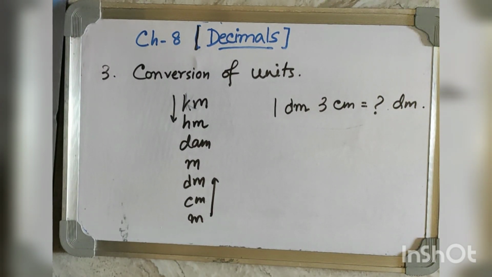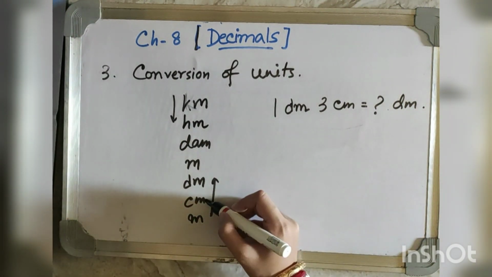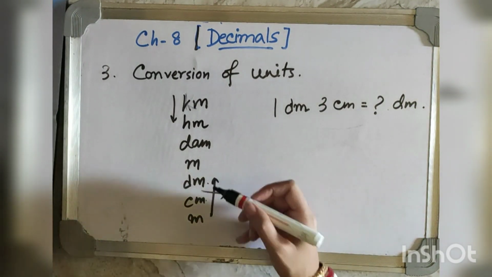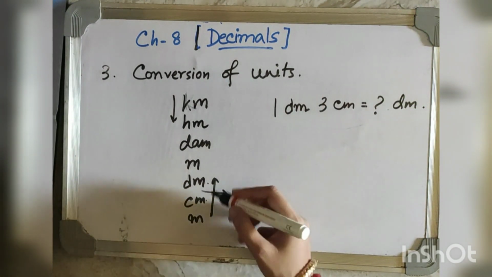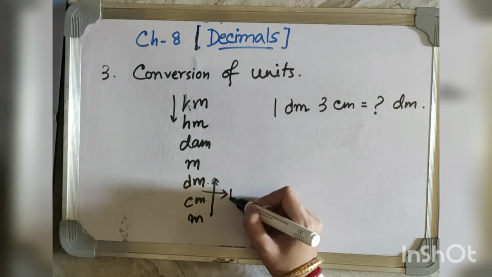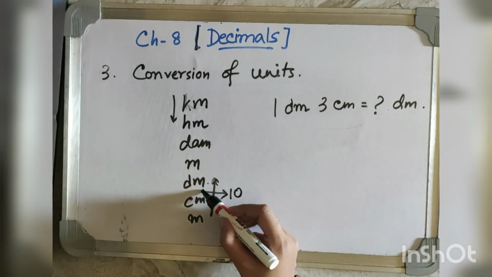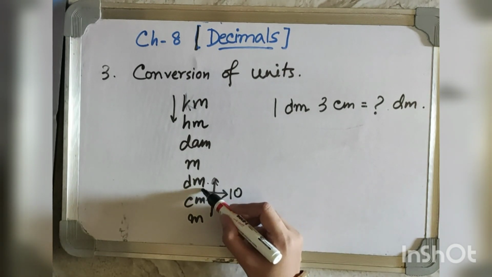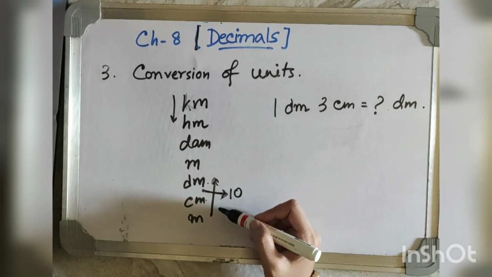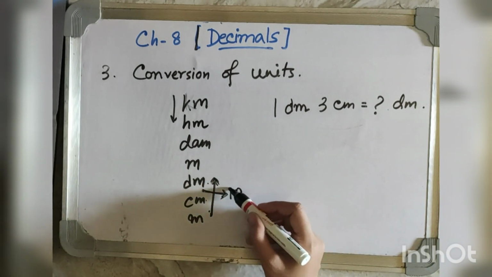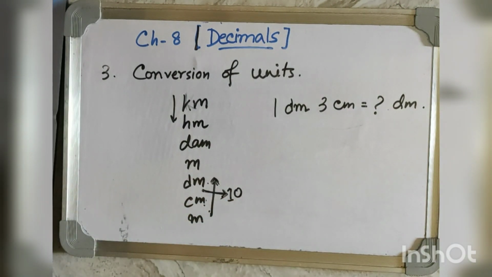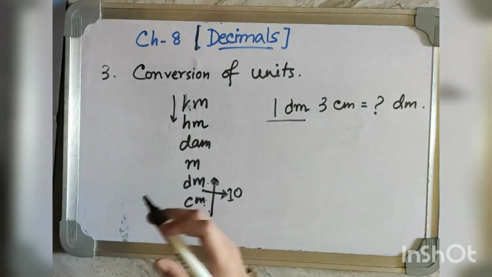Now the rule was between decimeter and centimeter how many gaps are there we have to find. Here we are getting 1 gap. And it is going towards the upward direction. So by which number it will be divided? By 10. The number of gaps and the number of zeros after 1 will be same. So here we are getting one gap and we will divide the part centimeter by 10.